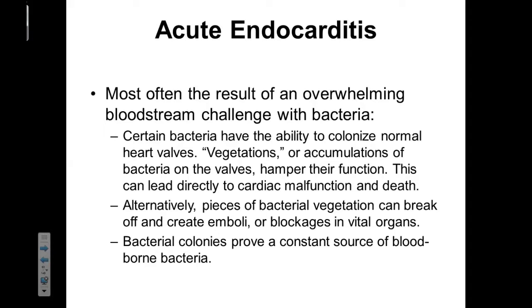Most often, acute endocarditis is going to result in the bloodstream being overwhelmed with bacteria. As the infection on the inner lining of the heart progresses, bacteria will be shed into the bloodstream. Some bacteria are going to have the ability to colonize those heart valves. These vegetations, or biofilms, build up on the valve and make that heart valve not function appropriately. As that valve is not functioning appropriately, we'll have blood flowing backwards through the heart, leading to impaired circulation.